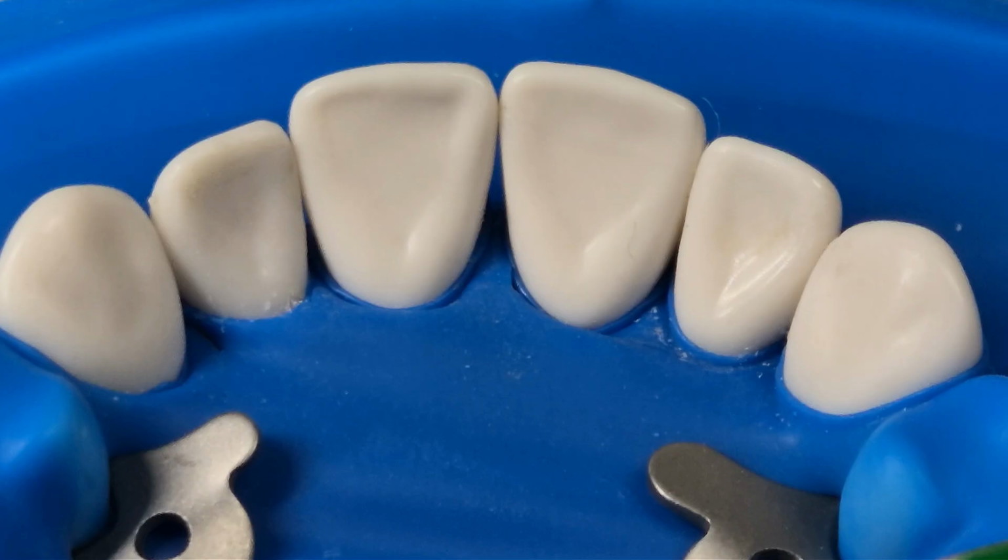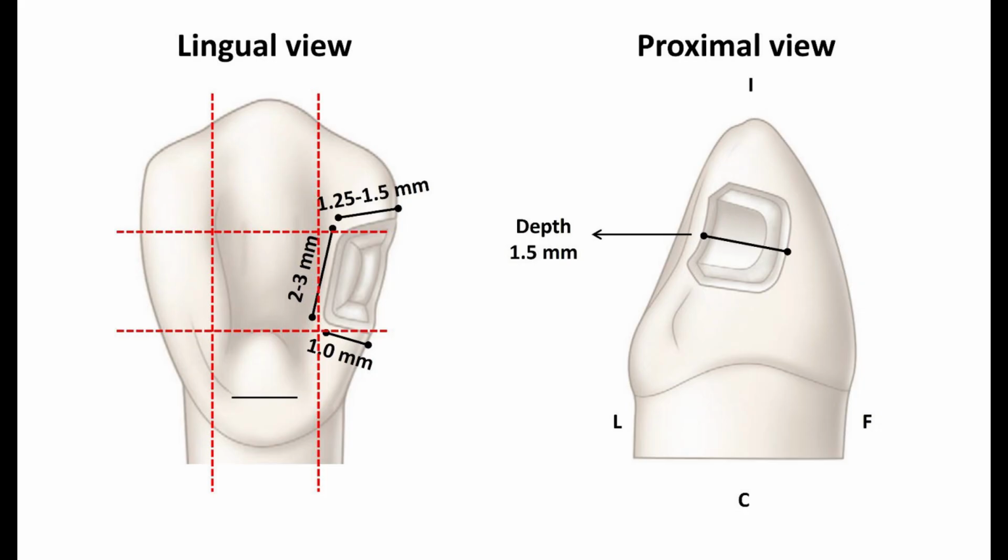Here I'll show class 3 preparation, cavity preparation for preclinical students. This figure demonstrates the dimensions I'll be following for this preparation. The left image demonstrates incisal, gingival and mesiodistal dimensions, while the side view image on the right shows the depth, which is around 1.5 to 2 millimeters.